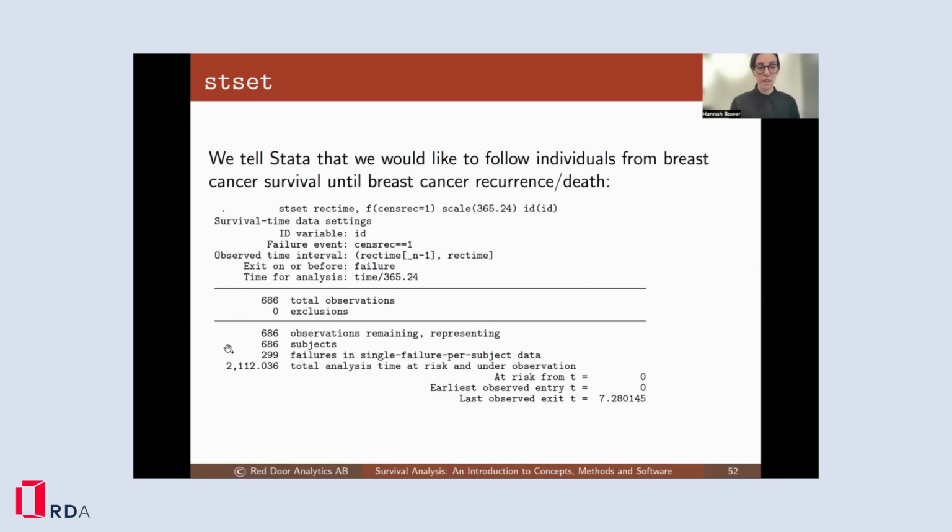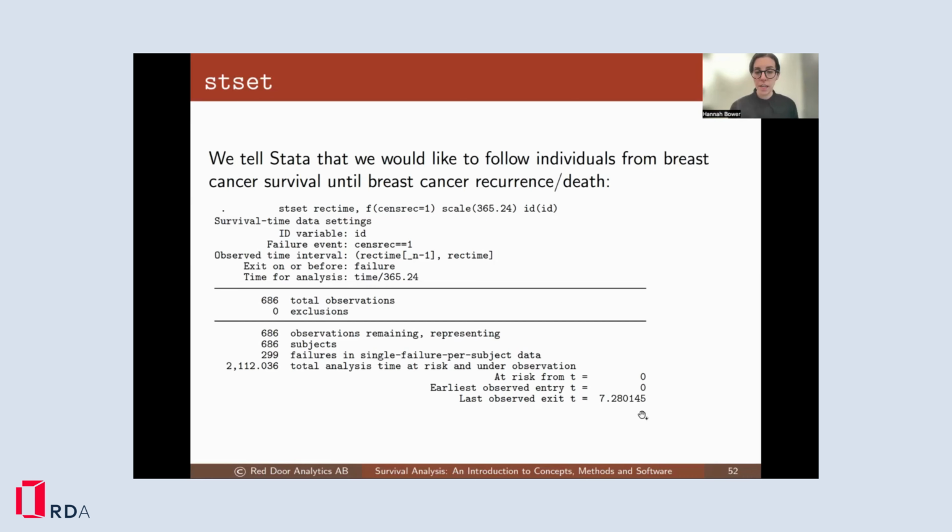Again, that's not surprising. We see from this that we have 299 failures. So this means that we have 299 individuals who had the event. So they either died or had a recurrence of cancer during our study period. And all of the individuals in our data set contribute to 2,112 total analysis time at risk. So this is years at risk, because we've scaled our time scale here.